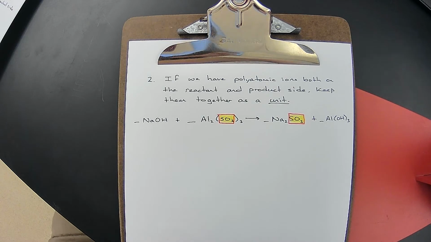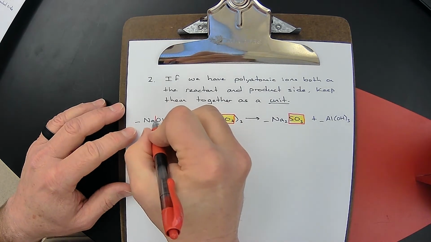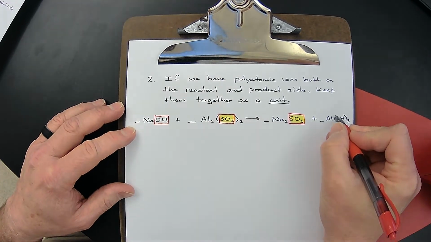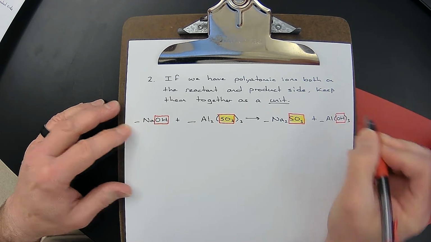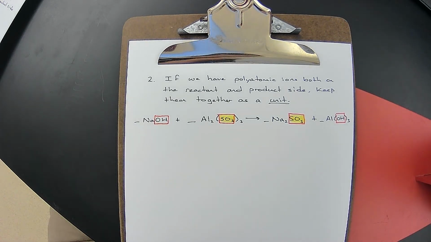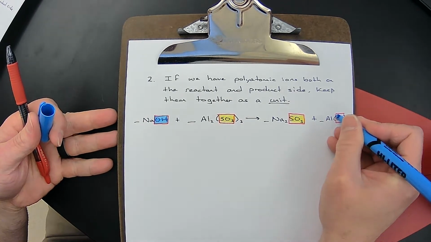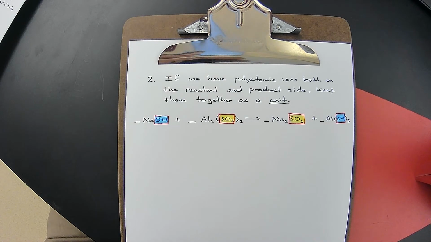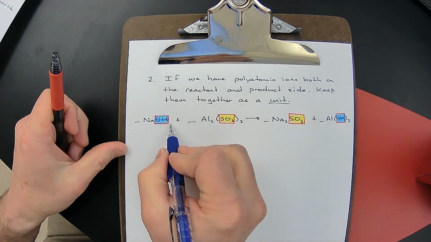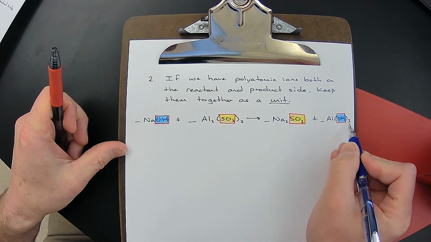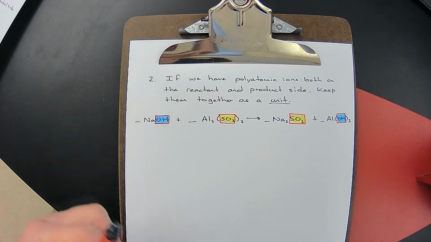The next polyatomic ion that I'd like you to see is the OH. There's an OH here, a polyatomic ion. There's also an OH here, another polyatomic ion. So I'll use a different highlighter to highlight that, an OH here and an OH here. Once again, there is 1 box of OHs here, but there's 3 boxes of OH here.